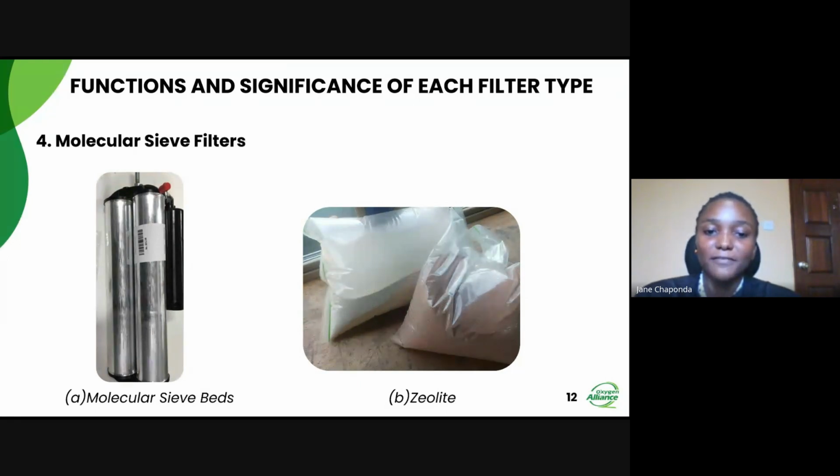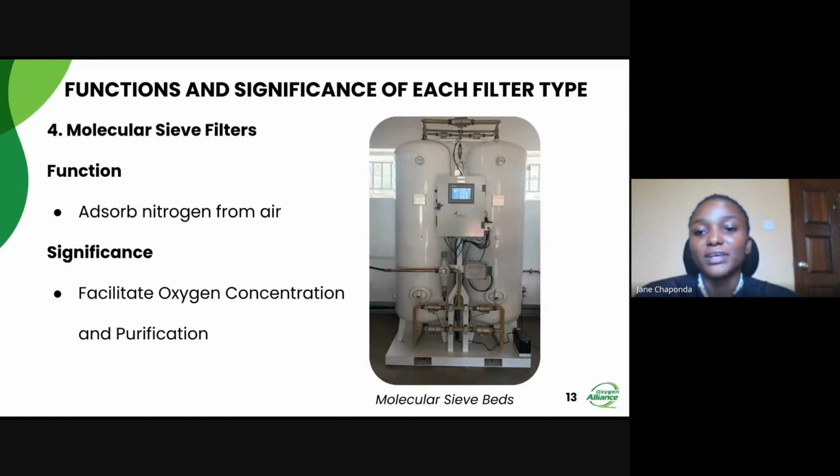The primary function of the molecular sieve filter is to selectively adsorb nitrogen molecules from the air. And this is done by the zeolite in the molecular sieve beds. So these filters allow the production of high purity oxygen that is suitable for medical use, contributing to patient safety and treatment effectiveness.